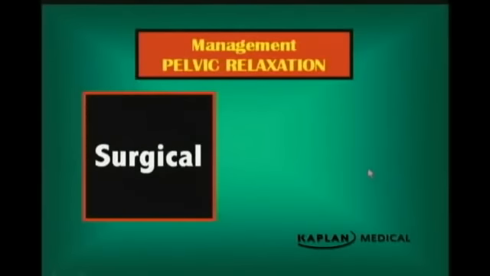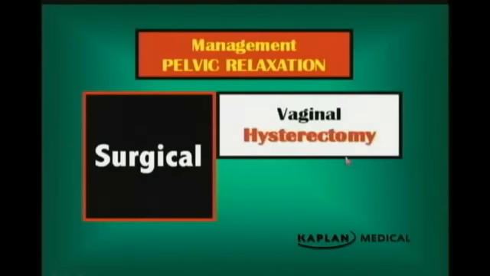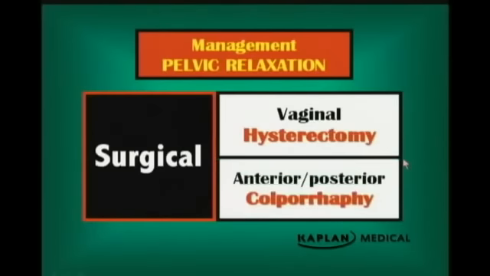So this would be medical management. Surgical management. If there is prolapse of the uterus, we would do a vaginal hysterectomy because you've got good access to the uterus because it is already prolapsed down. If it is vaginal wall prolapse, we can do a colporrhaphy. Colpo, vagina, orrhaphy is repair. So we can do either the anterior vaginal wall or the posterior vaginal wall.